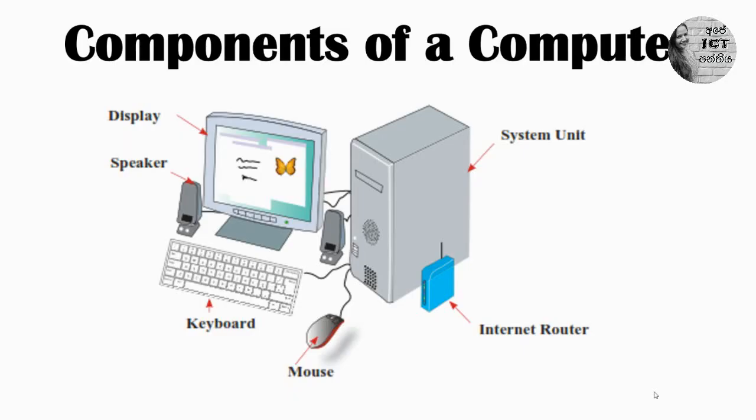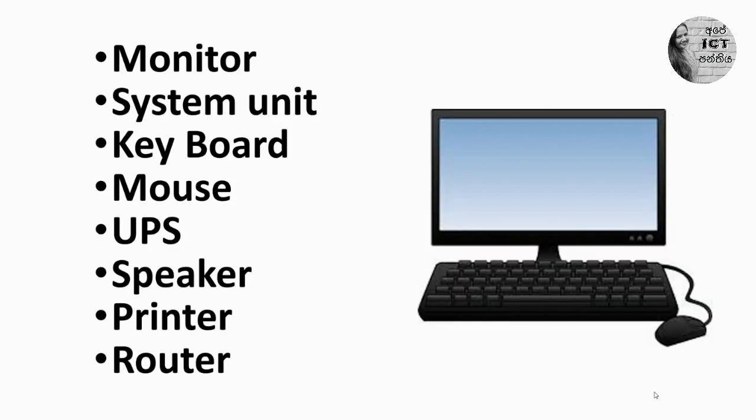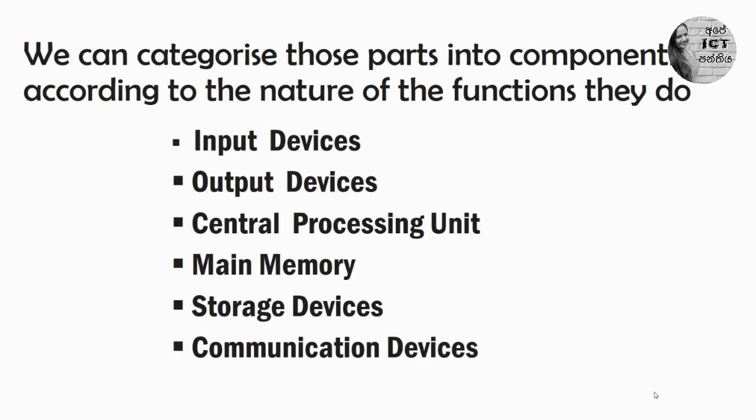Now you know about the components of the computer. It means some devices that are connected to the computer. For example, keyboard, monitor, system unit, mouse, UPS, speaker, printer, and router. There may be more, such as speakers, microphones, web cameras. There are many more devices connected to the computer. And based on the functions that these devices are doing, we are going to divide these devices into 6 categories. We can categorize those parts into components according to the nature of the functions they are doing.